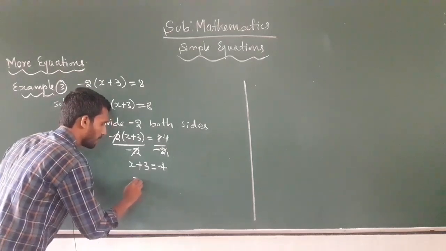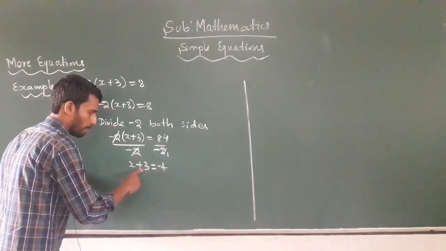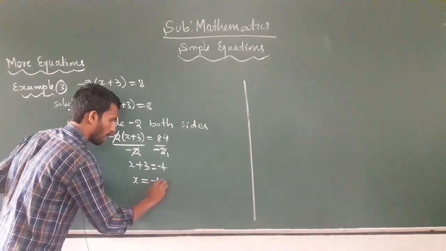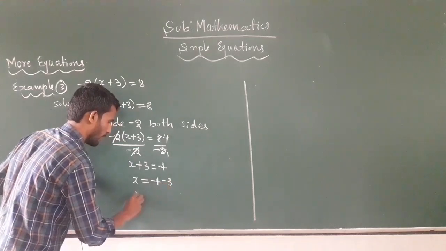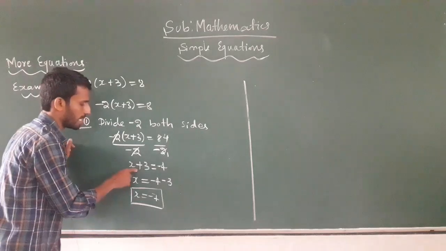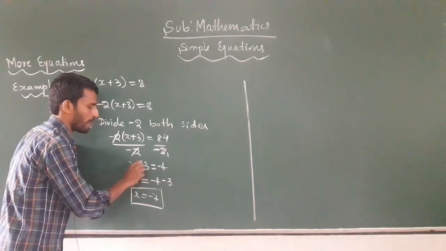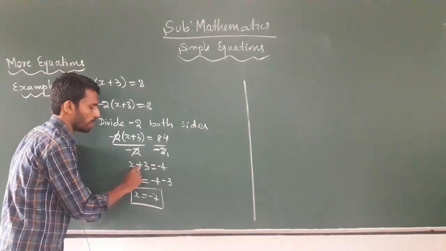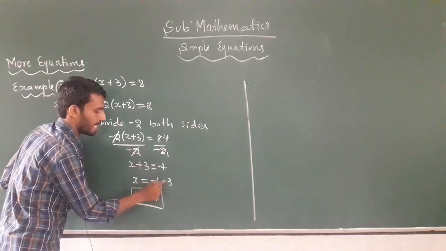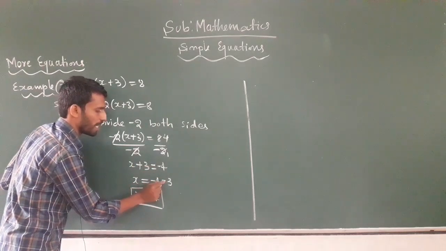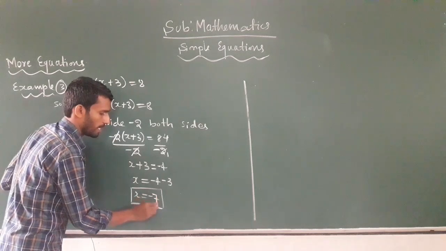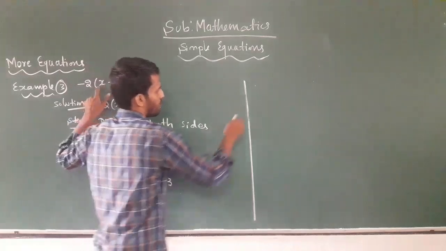When we transpose plus 3 from LHS to RHS, we are getting minus 4 minus 3. x is equal to minus 7. This is the solution. Here, I transferred plus 3 from LHS to RHS. When we transfer from LHS to RHS, the positive becomes a negative. When we add two negative integers, we are getting again a negative answer, a negative integer.